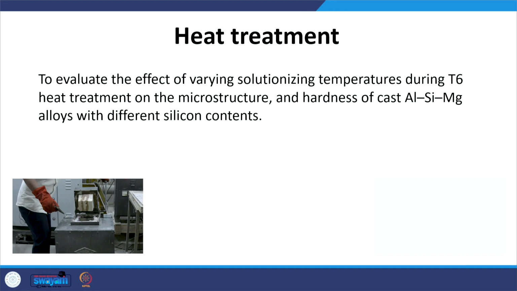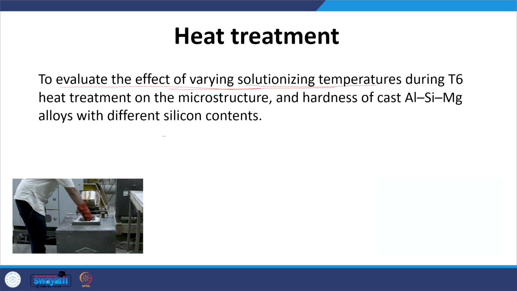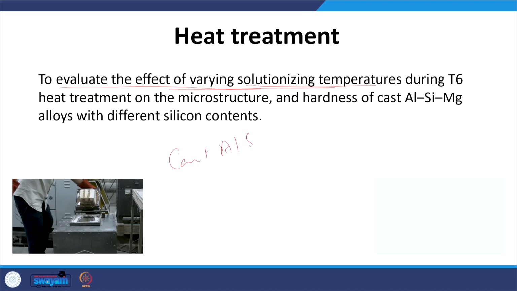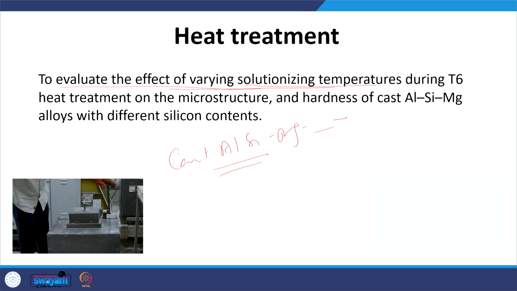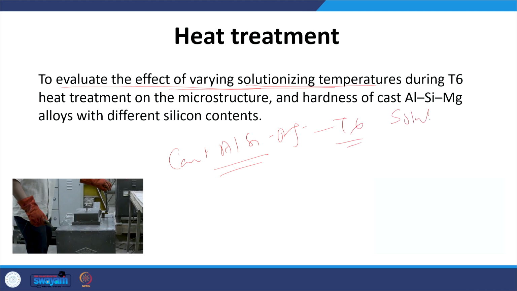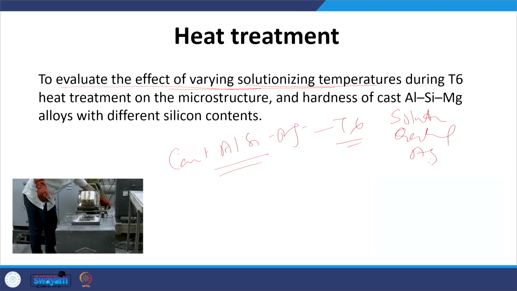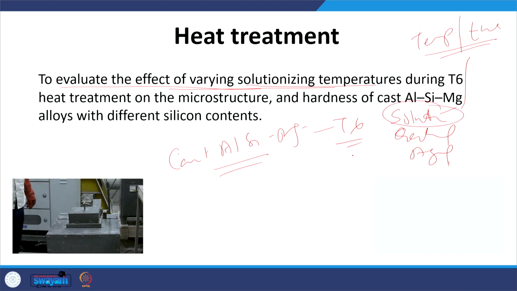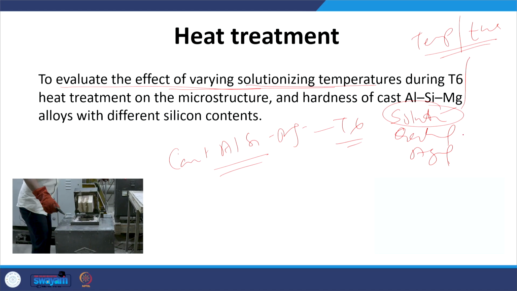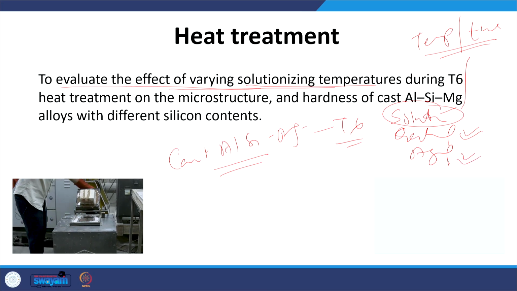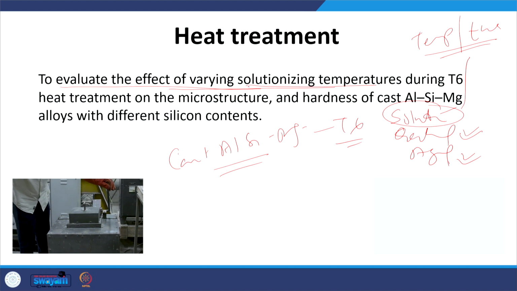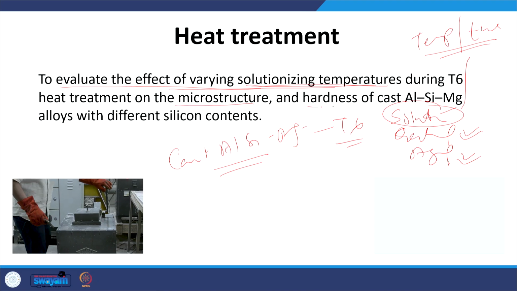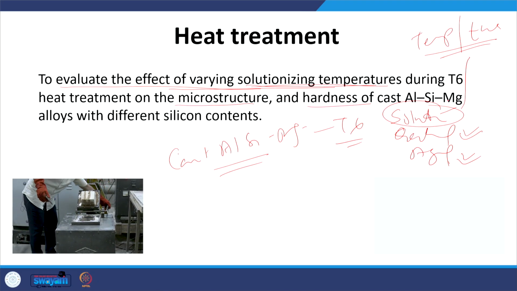So, as far as the heat treatment is concerned, we will try to see how the solutionizing works. In the heat treatment of cast aluminum-silicon-magnesium alloys, usually the T6 heat treatment is done, which involves solutionizing, then quenching and aging. In solutionizing we have two aspects, one is the solutionizing temperature and another is the time. So, how the solutionizing temperature affects the microstructure and mechanical properties while maintaining the other two steps, quenching and aging, the same. In this particular case, we will be investigating how the solutionizing temperature affects the microstructure and the mechanical properties of cast aluminum-silicon-magnesium alloys.